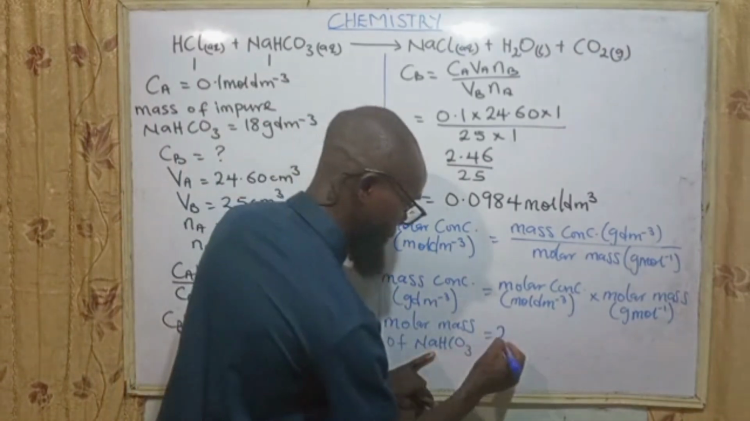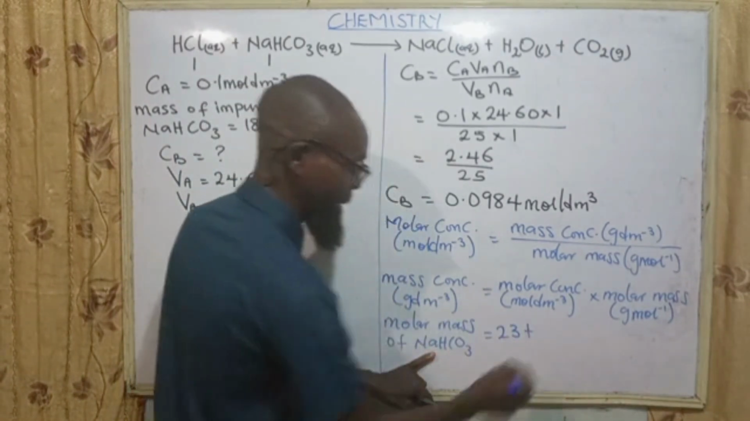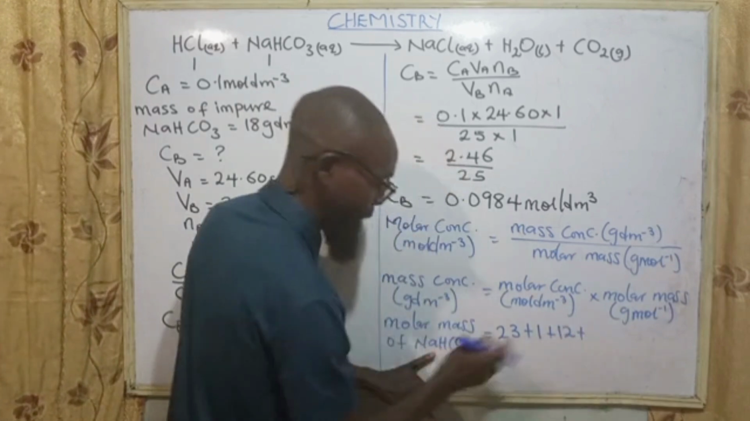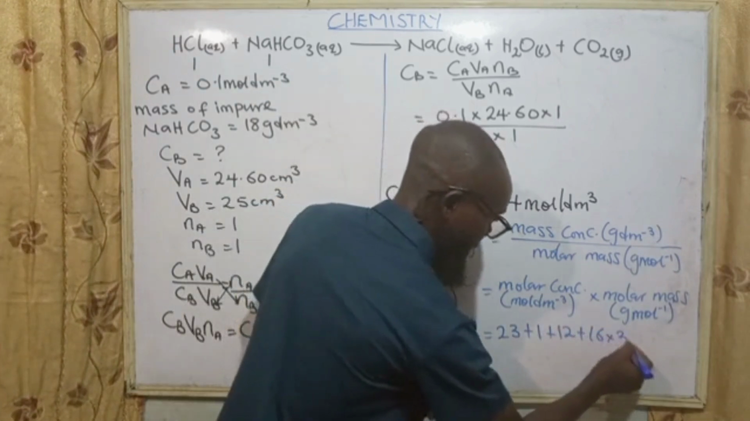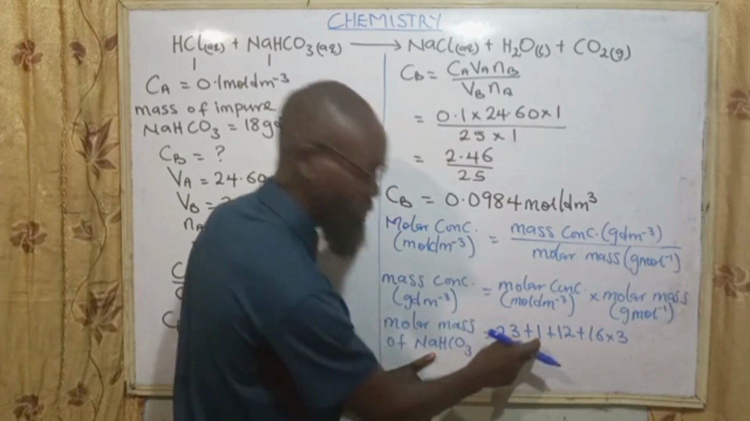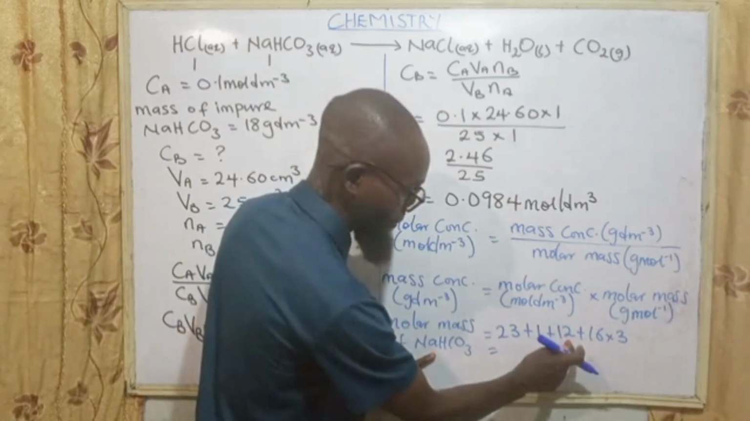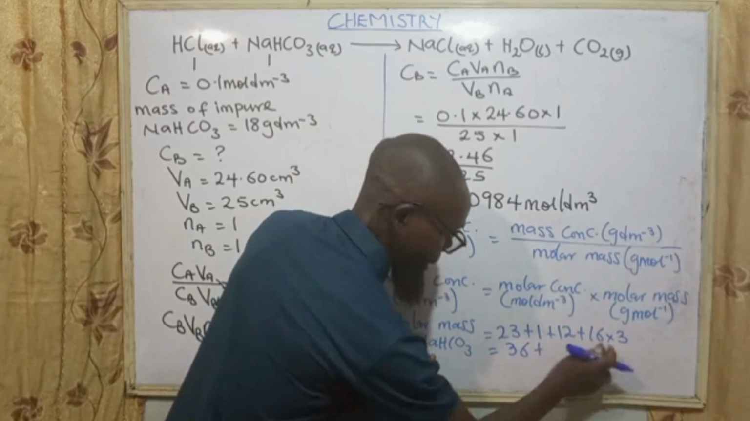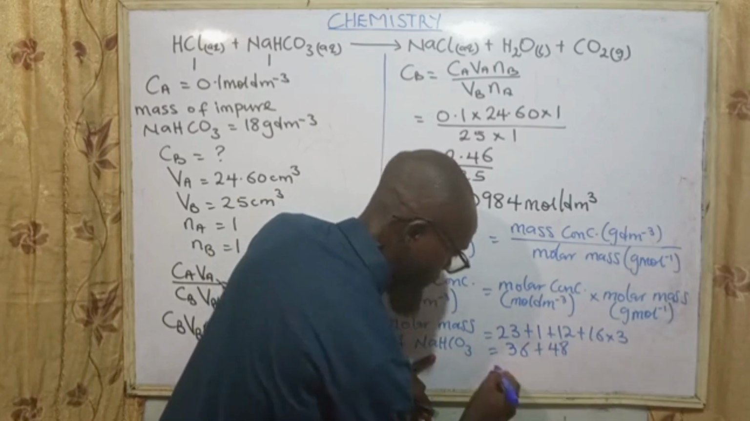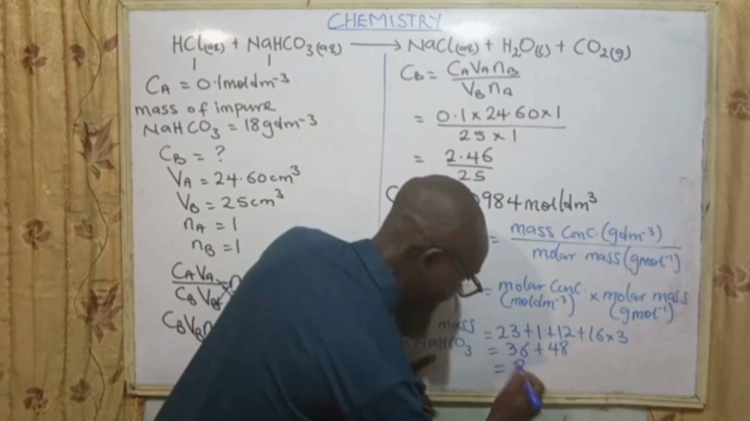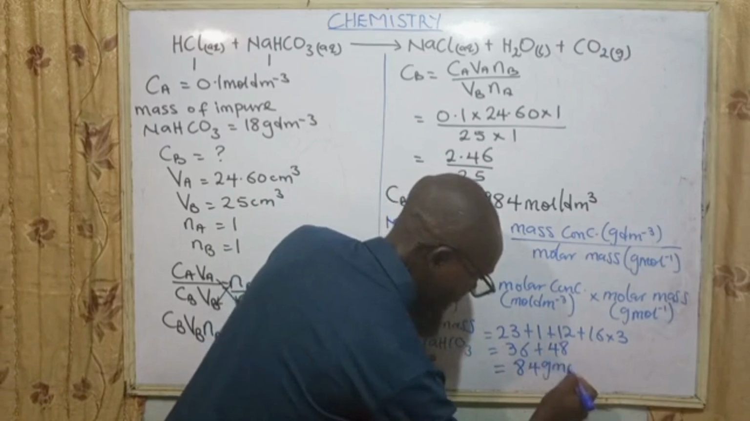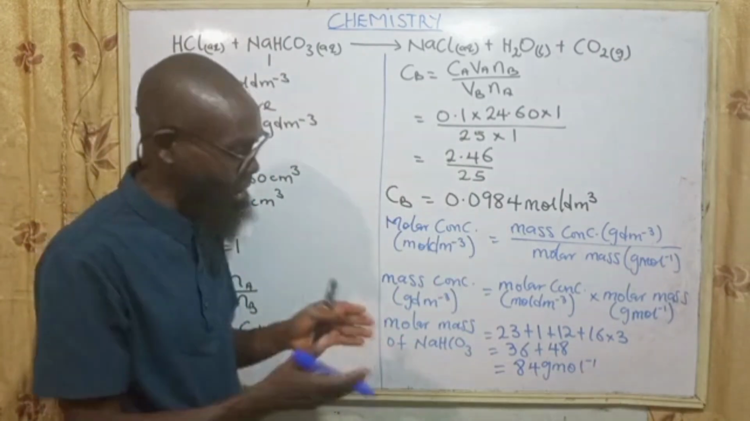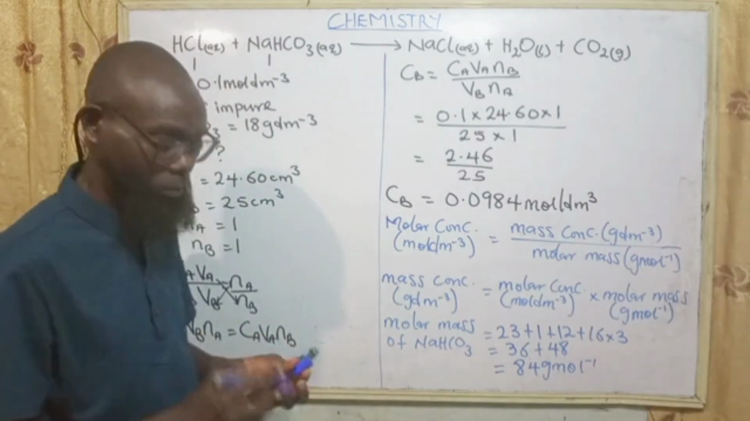Sodium is 23, hydrogen is 1, carbon is 12, then our oxygen 16 multiplied by 3. So we have 23 plus 1, we have 24. 24 plus 12, we have 36. 36 plus 16 times 3, 48. So when you sum it up, we have 84 grams per mole. So from here now, we can apply our values into this equation.